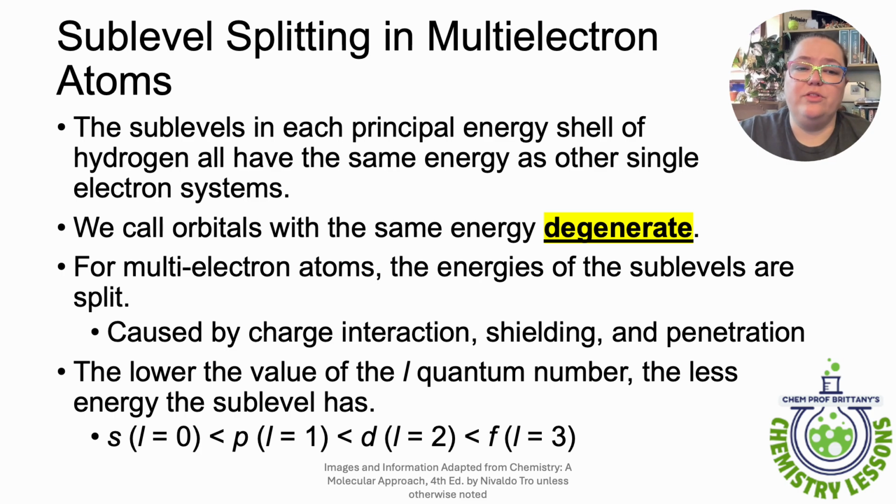And so the lower the value of the L quantum number, remember L is associated with the orbital shape, the less energy the sublevel has. So here, our S, or L equals 0, is the lowest. Then P is the next lowest, that's L equals 1. Then D is the next one, that's L equals 2. And then F is final, that's L equals 3.